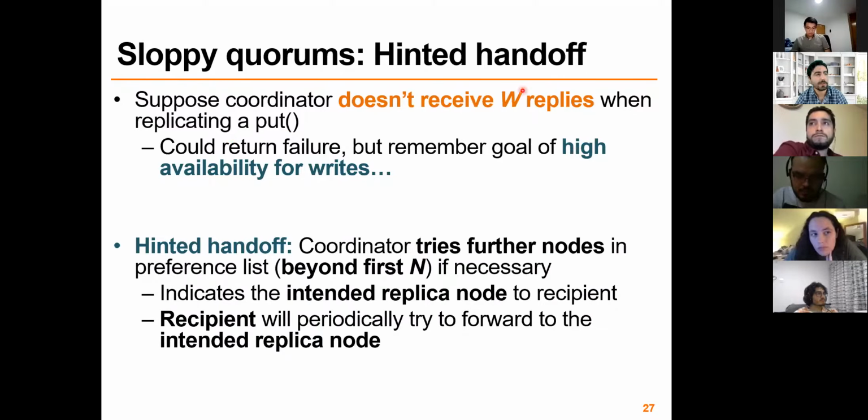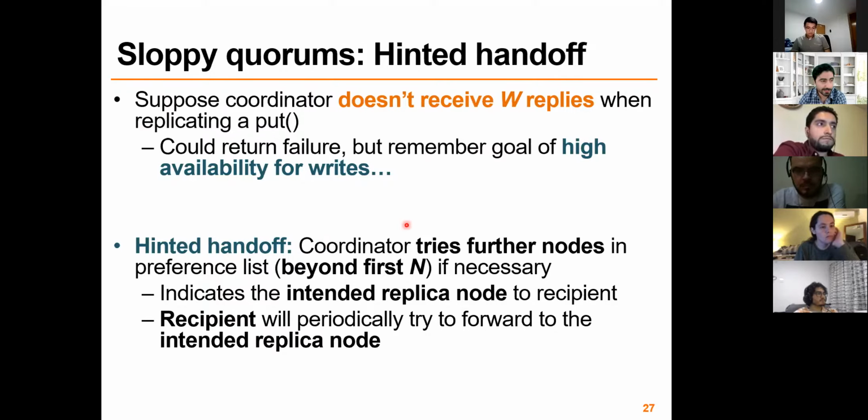They also talked about the handoff. Suppose N is 3 and you want to be able to write to 2 replicas, but you don't receive replies from those 2 nodes for a put operation. In this case you could return failure. But remember, the idea of Dynamo is high availability for writes, so even if this happens, you can have hinted handoff.